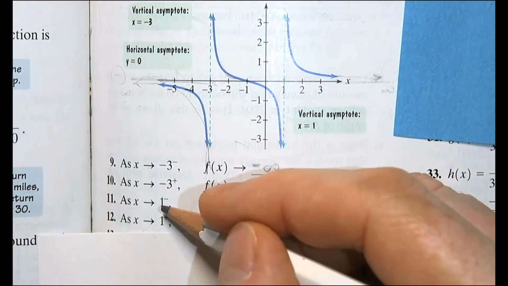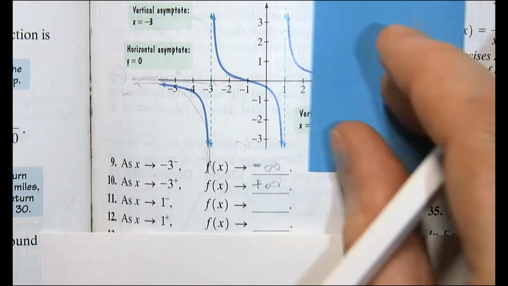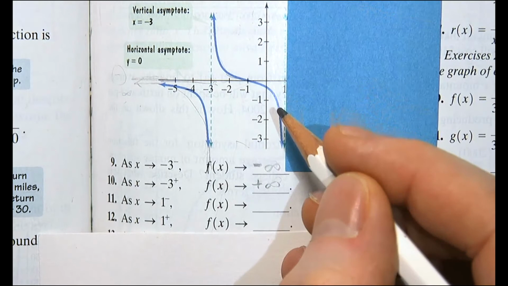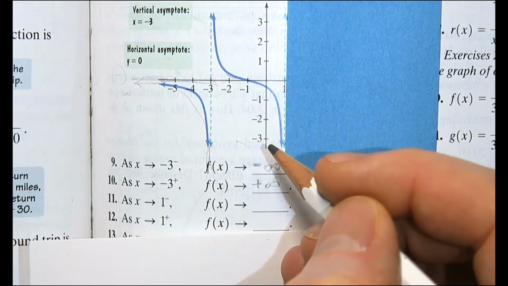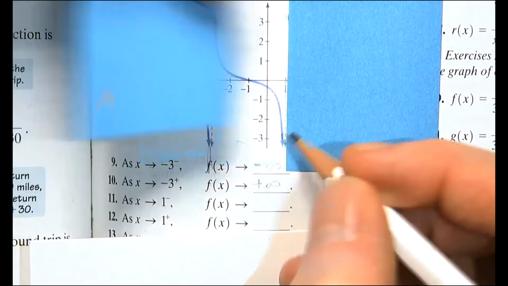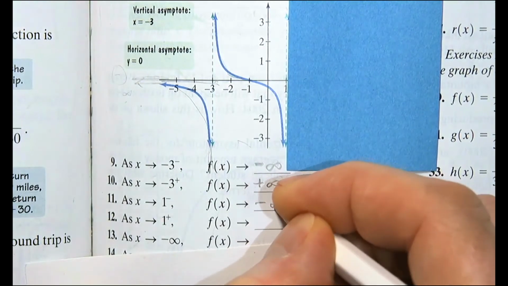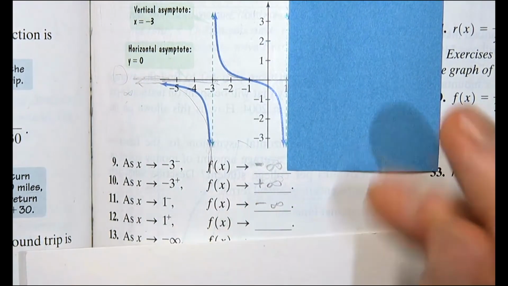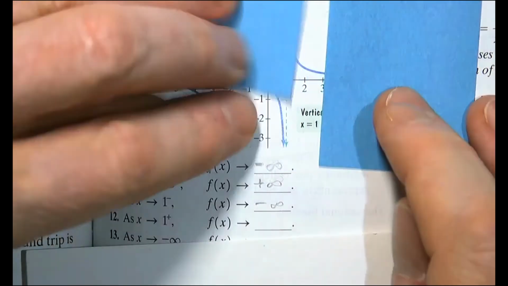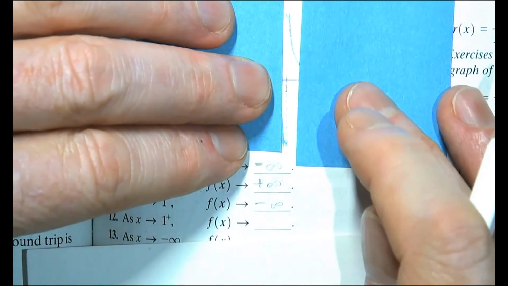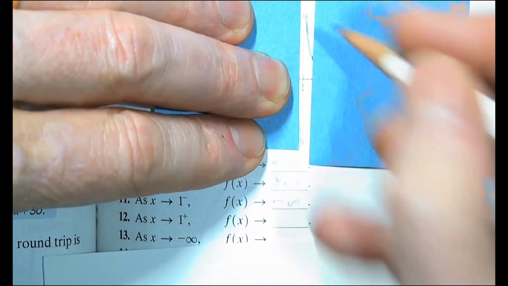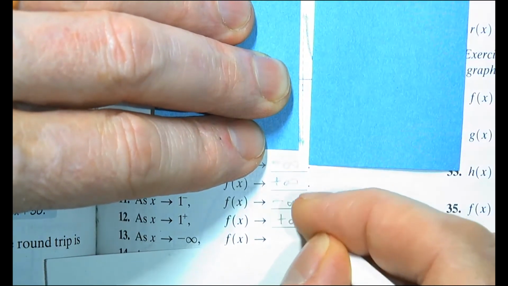Okay, as we approach 1, but we're a little bit smaller, here's 1. A little bit smaller, the graph is down here. So just a little bit smaller, you're down below, so we're at negative infinity. And we're at 1, but a little bit more, you're at positive infinity. So you're going up.